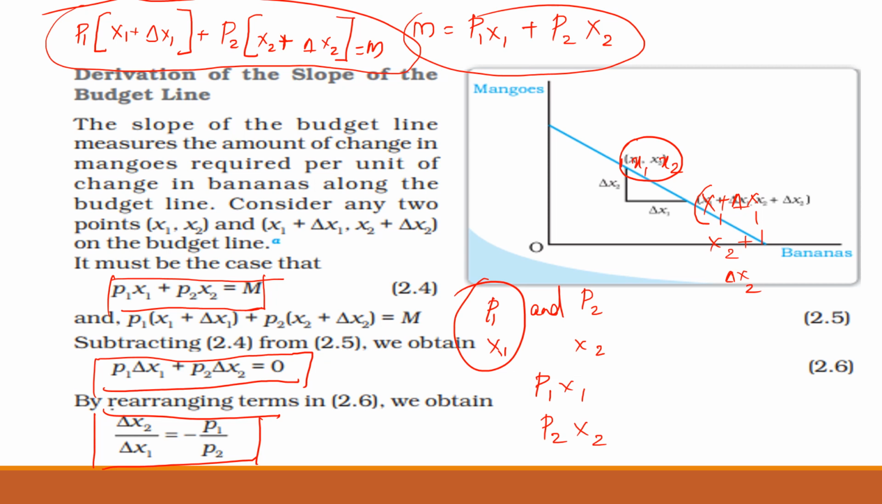So the slope of the budget line would be minus P1 by P2. It is P2. Okay.